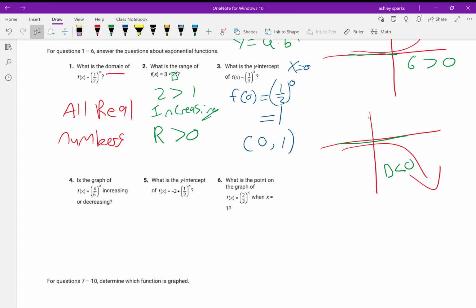Then this next one, we want to know if our graph is increasing or decreasing. So we look at our rate here. We want to ask ourselves, is 4 fifths bigger than 1 or smaller than 1? If you struggle, this would be where I'd use a calculator and make it into a decimal and just do 4 divided by 5. You get 0.8. 0.8 is definitely less than 1, so this would be decreasing or decaying.